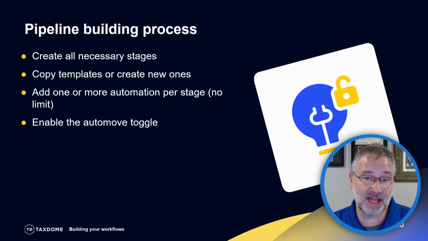process remains the same. Break down your current workflow into all the steps you normally take. Create the stages in your pipeline and then add the automations. As you can tell, there aren't that many steps. So if you haven't started setting up your own workflows yet, make sure to do that as soon as possible.